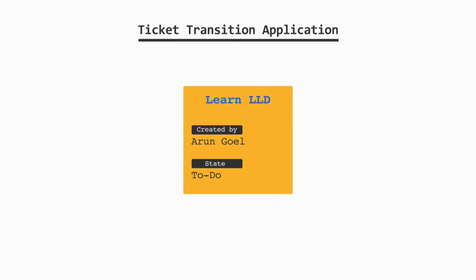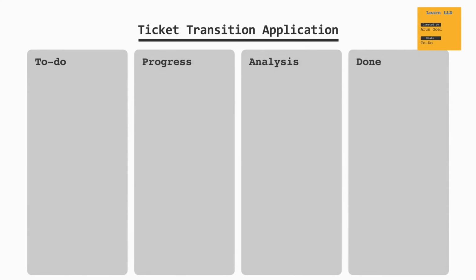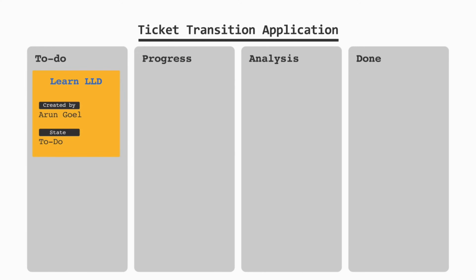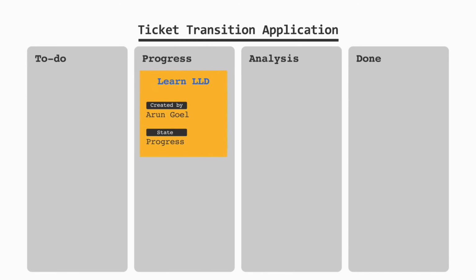So let's see what the question is. Basically this is a ticket transition application, just like Jira. If you see in Jira, a user can create a ticket, and there are states in Jira. There's a to-do state, an analysis state, a progress state, a done state, right? So a user can create a ticket here and a user can change the state of the ticket, right?